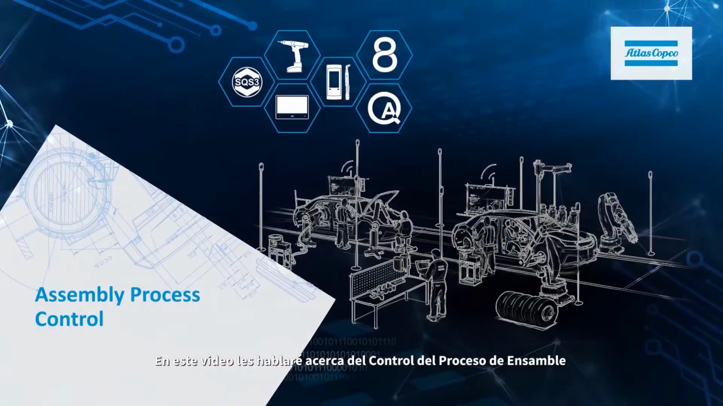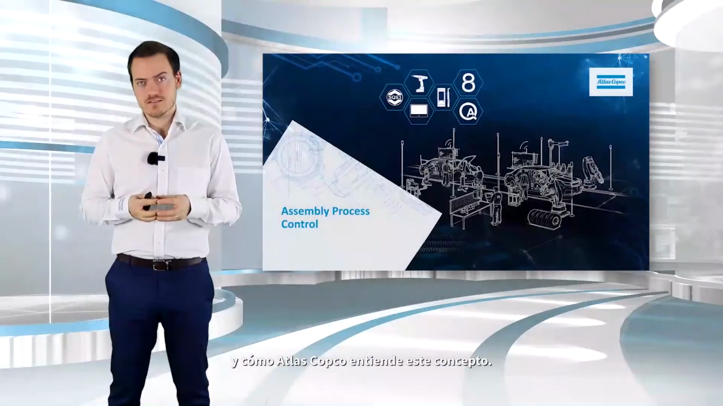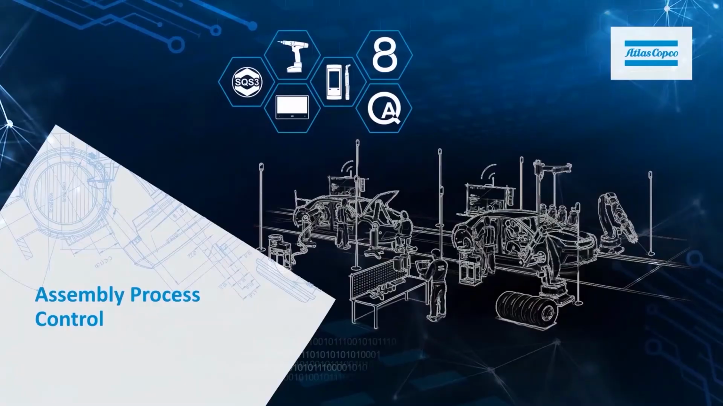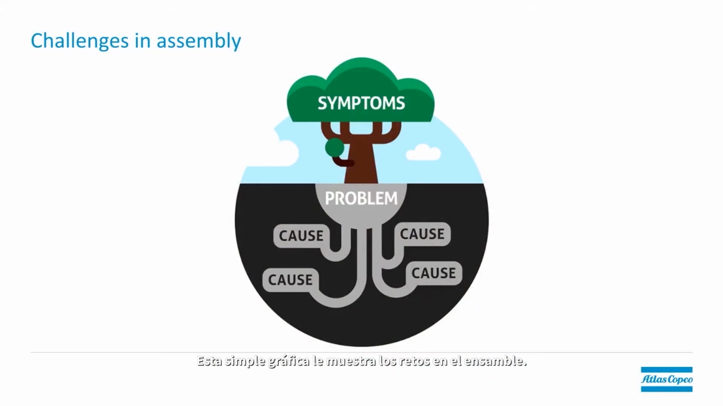So today I'm going to talk about assembly process control, and how Atlas Copco understands this concept. This simple graph will tell you about the challenges in the assembly. We talk about the symptoms. Those symptoms are caused by a problem, and of course that problem has multiple root causes.